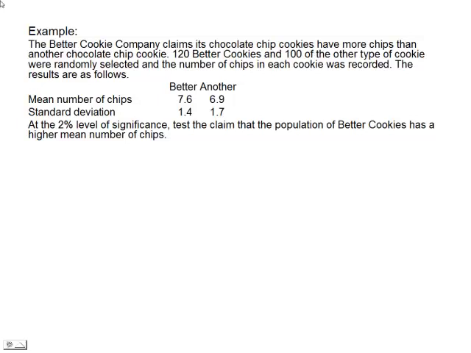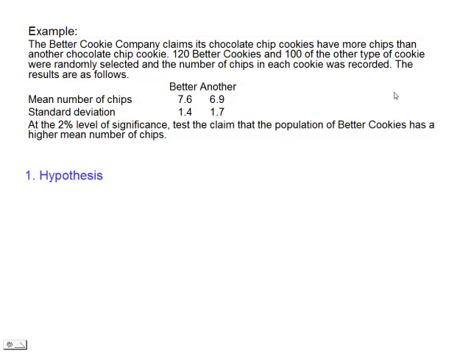For the Better Cookie Company, we had a mean number of chips of 7.6 and a standard deviation of 1.4. For another cookie company, we had a mean number of chips of 6.9 and a standard deviation of 1.7. At the 2% level of significance, test the claim that the population of Better cookies has a higher mean number of chips.